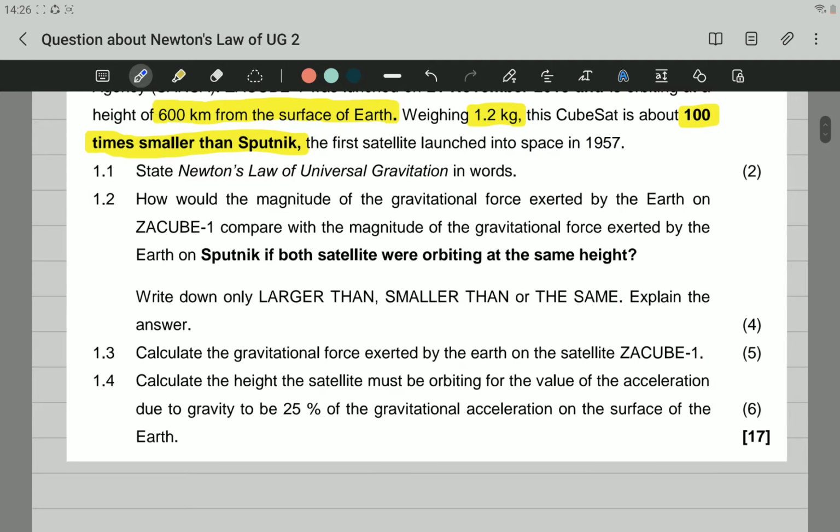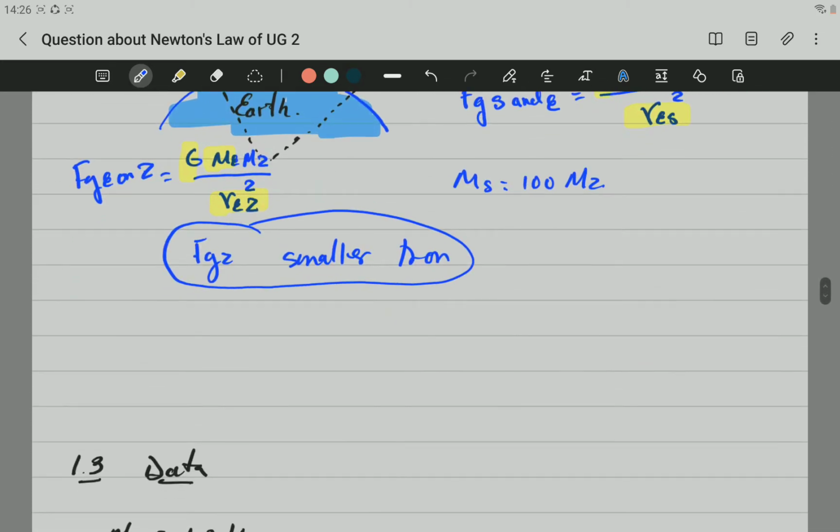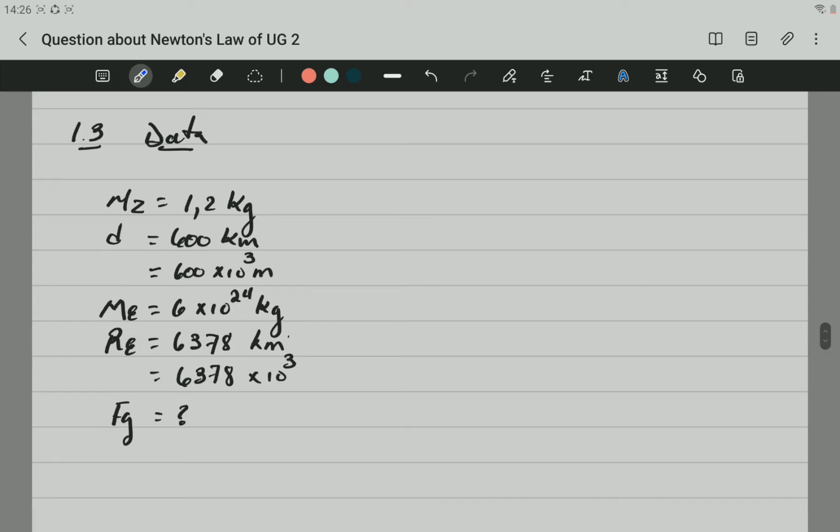Question 1.3. Calculate the gravitational force exerted by the Earth on satellite Zakube 1. Here, I already separated the data. However, I want you to note the following. Here, you can see that the mass of the Earth is not given, but it's data that is in the table of constants. You need it, and the radius of the Earth you need as well. All right, why? In the previous drawing, we're going to make a very quick drawing here.